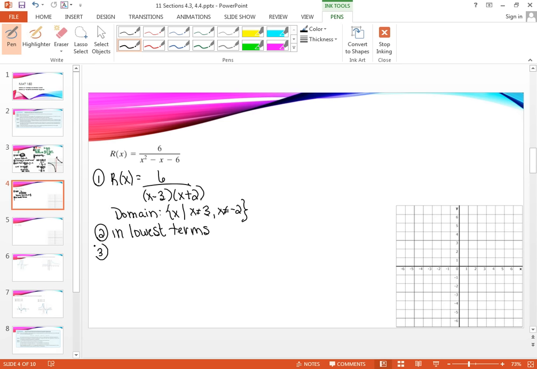Step 3. Find the intercepts. All right, so again, you find the y-intercept by putting in 0 for x. And you get 6 over negative 6, which is negative 1. So you have a y-intercept at negative 1. You find the x-intercepts by setting it equal to 0.